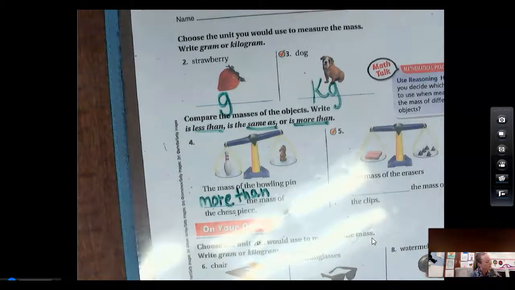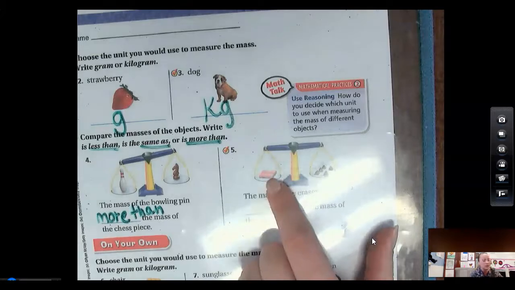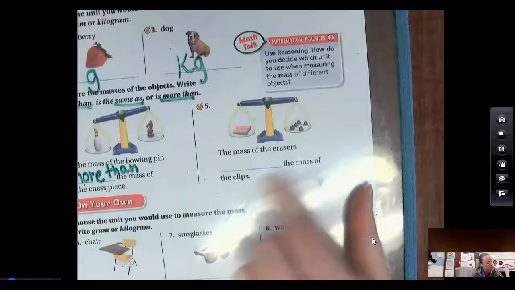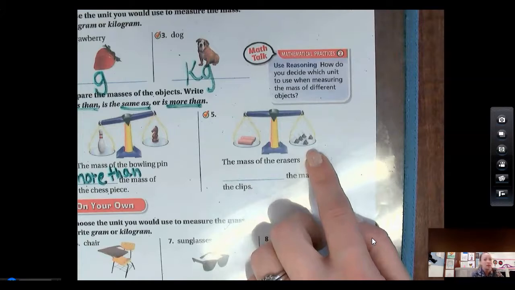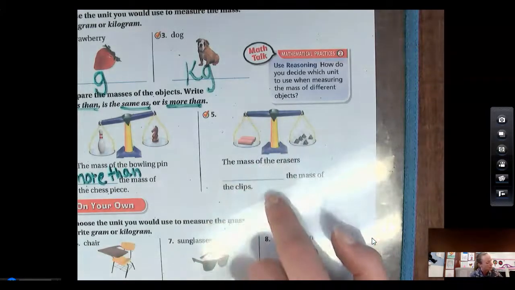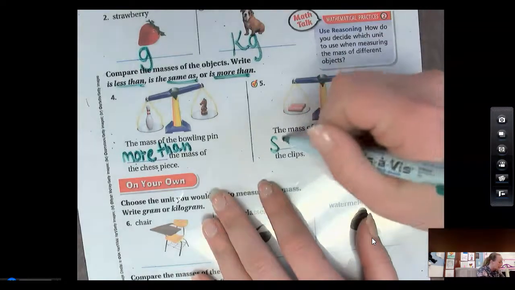All right, kiddos, let's look at number 5. We have the mass of the erasers, and we have the mass of the clips. What do those look like? Well, to me, they look the same. None is up and none is down. So, because they are the same measure, we will write same.